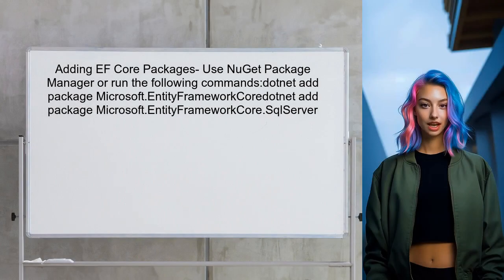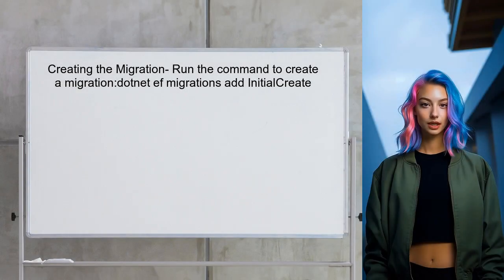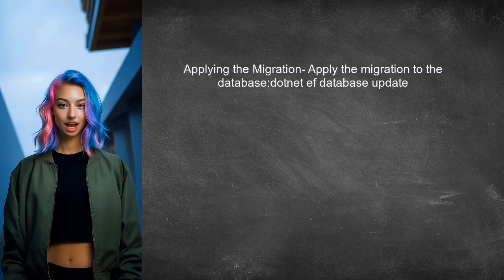After setting up the .NET Core project, the user can add the Entity Framework Core packages. This can be done using the NuGet package manager or by running commands in the terminal. Now, the user can create their migration by running the appropriate command in the terminal. This will generate the necessary migration files. Finally, the user can apply the migration to the database using another command. This will ensure that the database schema is updated according to the defined models.